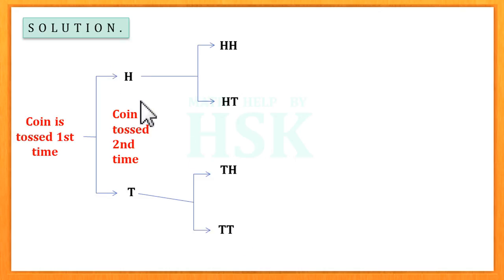The logic here which we have applied is that if the first toss is head, then the second toss can be head or tail. This will give us 2 outcomes, head head and head tail. And if the first toss is tail, then also the second toss can be head or tail. This will give us 2 more outcomes, tail head and tail tail. In this manner we form the outcomes of tossing the coin 3 times, 4 times, and so on.